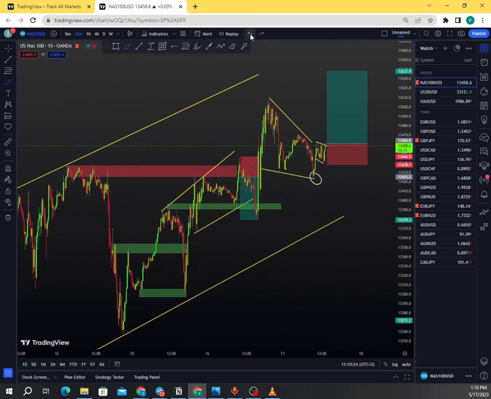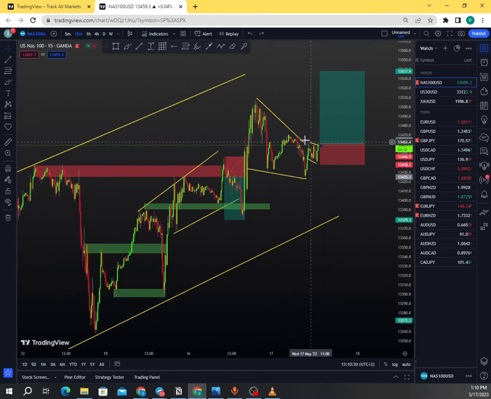And I waited for a confirmation entry, which is a bull flag. So I got a bull flag, as you can see here. Now I'm looking forward to take this trade by the time I'm recording this video. So yeah guys, for now let's focus on EURNZD.